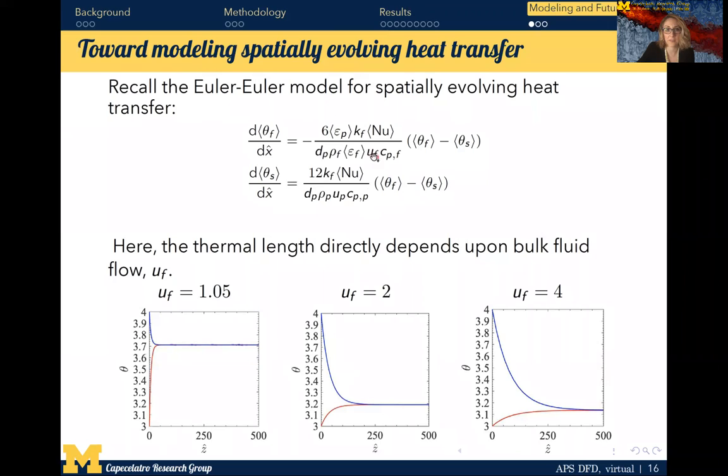And you can see that the bulk fluid flow appears here and the particle velocity appears here. So if we look at realizations of these ODEs that maintain the same slip between the phases but have a different bulk fluid flow, or a different Peclet number, we can see that the thermal length and the thermal behavior of each of these systems is quite drastically different.